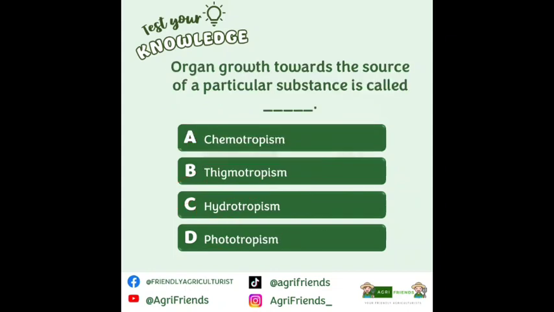Next, organ growth towards the source of a particular substance is called A. Chemotropism, B. Thigmotropism, C. Hydrotropism, or D. Phototropism. The answer is chemotropism. Thigmotropism is response to mechanical stimuli. Hydro responds to water. Photo responds to light.